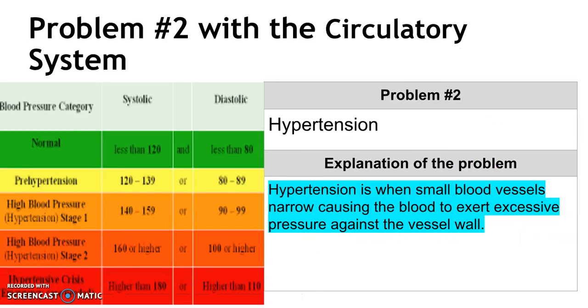Hypertension is another one. Hypertension is when your blood vessels narrow, they cause blood to exert lots of extra pressure on the vessel wall. It's high blood pressure, really, and it's dangerous. It can cause a lot of things, like kidney failure, blurred vision. Lots of different things can happen with hypertension.